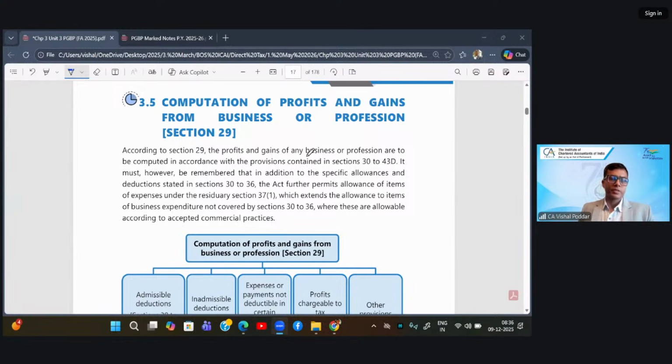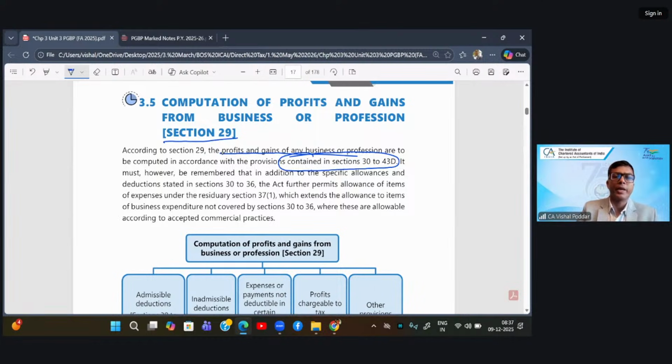Now section 28 covers what incomes would be taxed. Section 30 onwards covers what expenses would be allowed and what are the restrictions. But this section 29 is a very interesting section. It covers neither incomes nor expenses. It simply gives you a direction. It simply says that whenever you are computing the PGBP income, you have to apply and utilize the provisions which are contained in 30 to 43D for doing this computation.